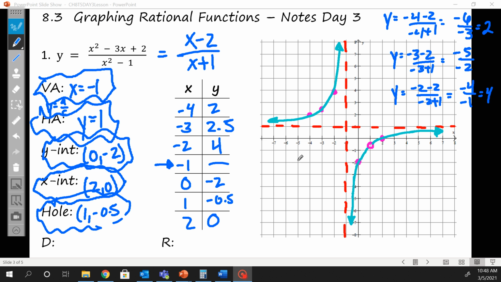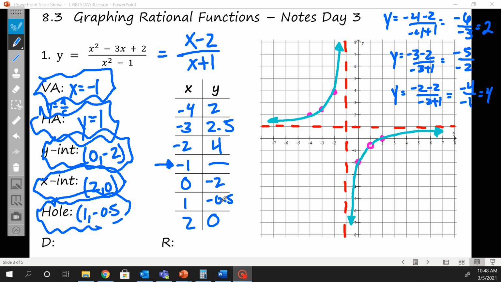So our domain goes from negative infinity to negative 1, from negative 1 to 1, and then from 1 to infinity, okay, because there's no value at 1. 1 is not technically in the domain, okay, because if you plug 1 into the original equation, it actually is undefined.